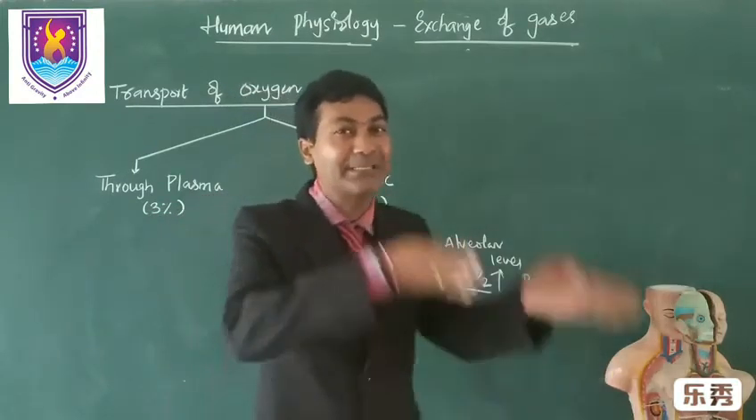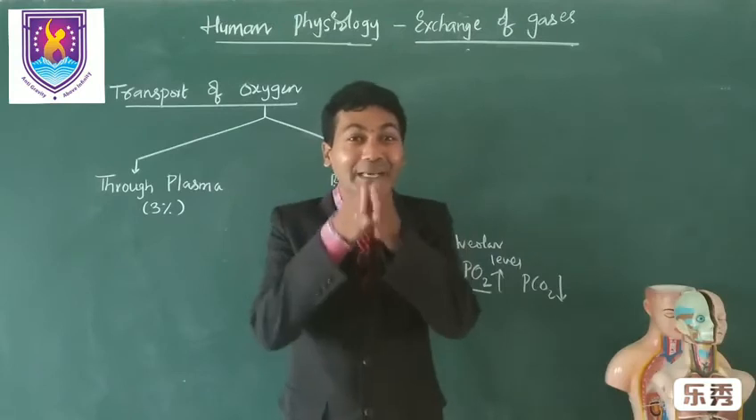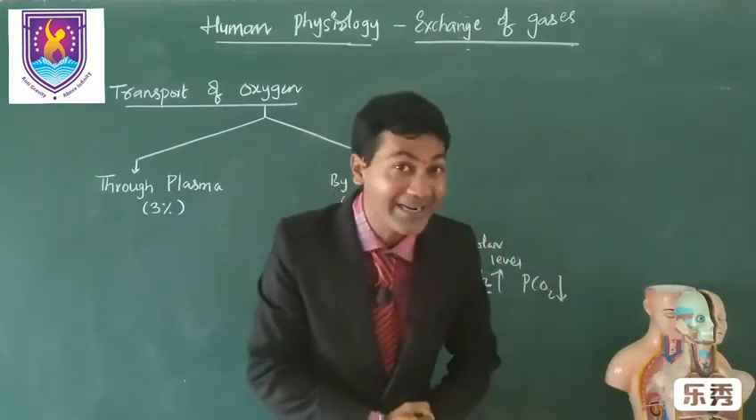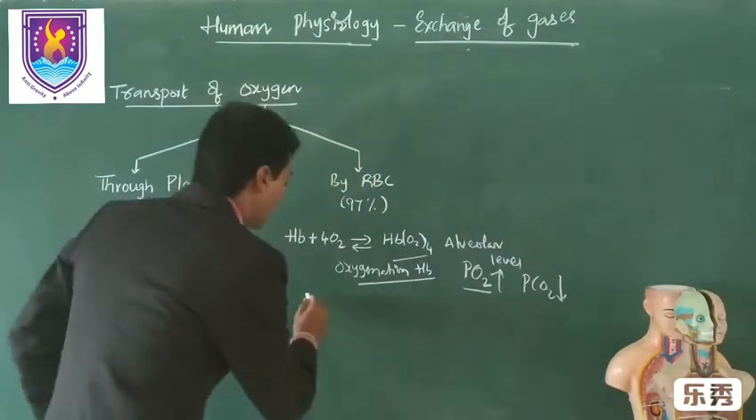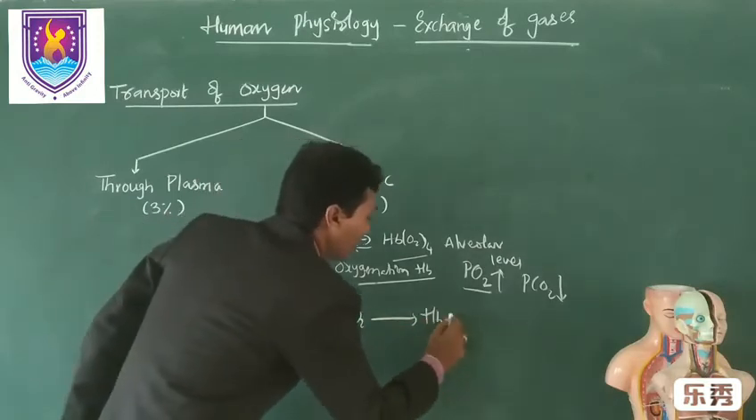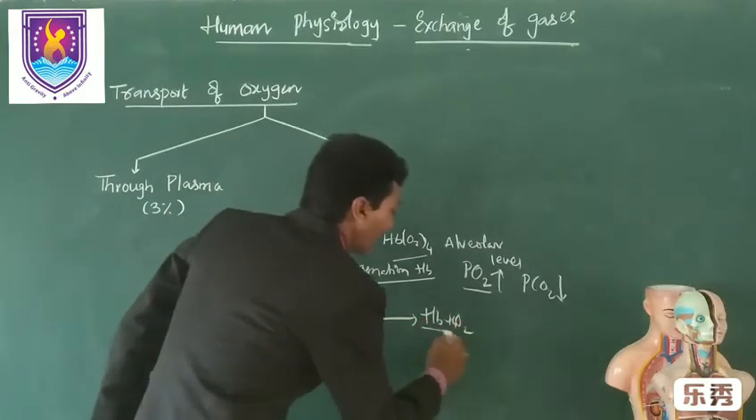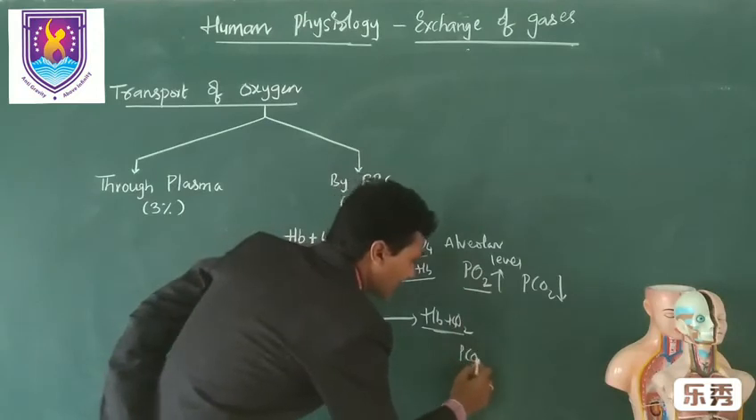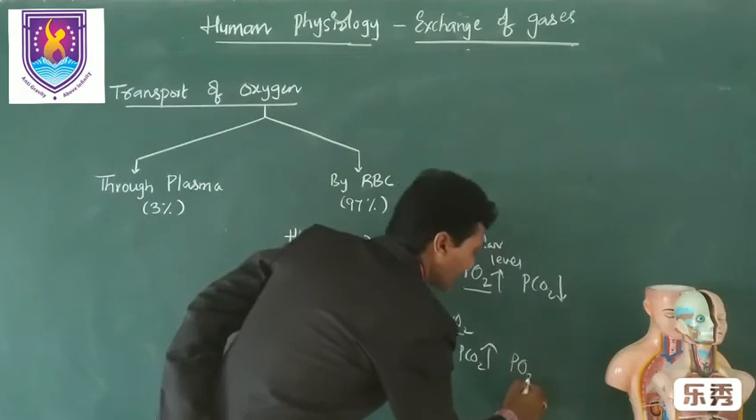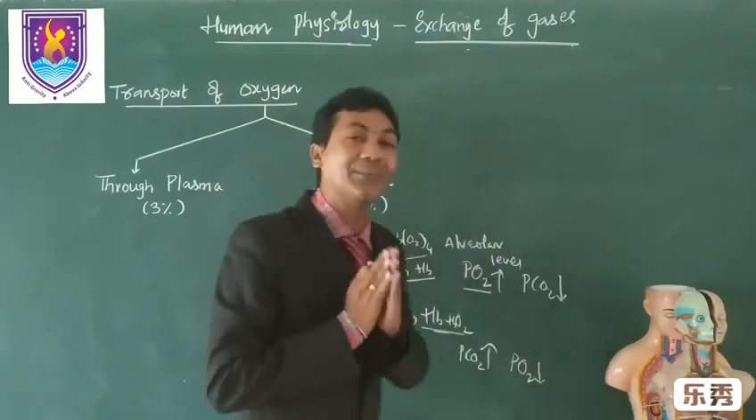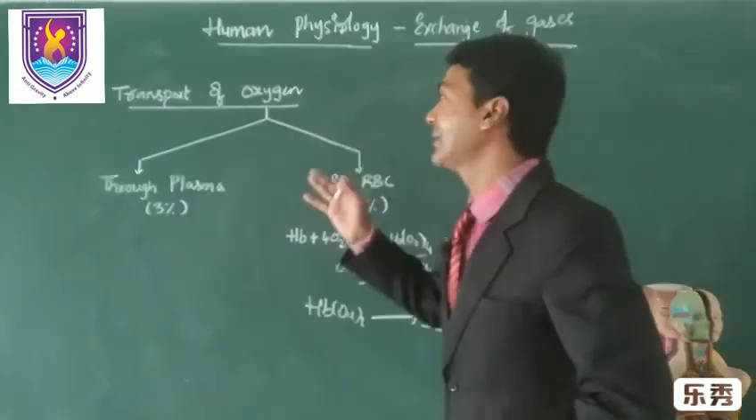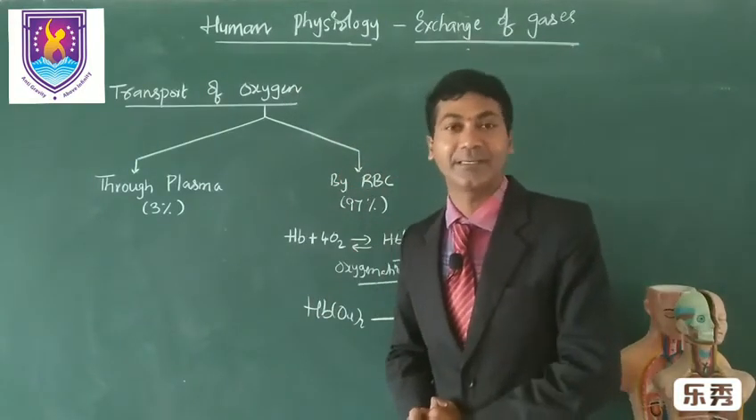Whereas the exact opposite condition is created at the tissue level, so that hemoglobin and oxygen will dissociate and oxygen will be utilized by the tissues. So to dissociate it into hemoglobin and oxygen, what happens? Partial pressure of carbon dioxide is more in the tissues and partial pressure of oxygen is less in the tissues, so that it will be dissociated and will be utilized by the tissue. So this is regarding transport of oxygen by the blood.